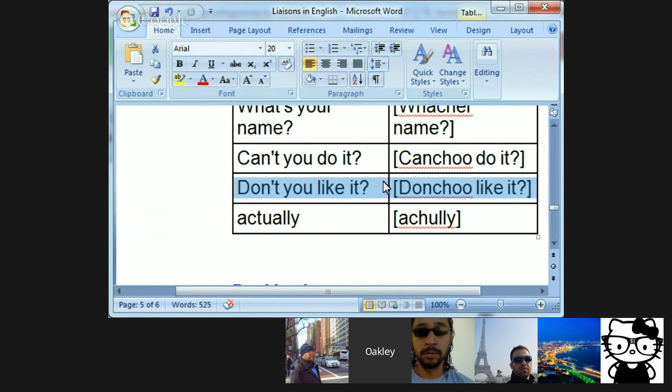Mark, try the next one. Don't you like it? Very good. Don't you like it? Again, in reality, I would actually even reduce the U to "ya". Don't you like it? Okay. It happens in sentences. It actually happens even in words.